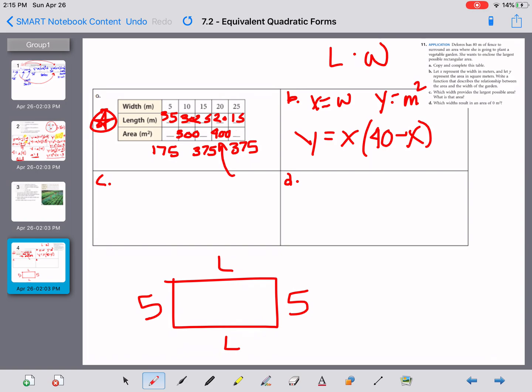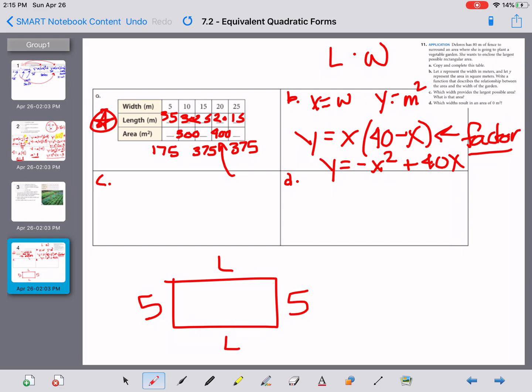Okay, so that's my piece there, which I could actually distribute and get it into a general form, because right now this is in factored form. Okay, and I can put this in general form by distributing that. So I know I'd have negative x squared plus 40x. So there's general form. All right.